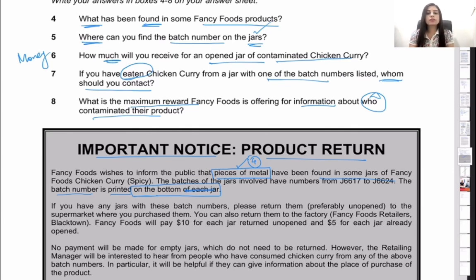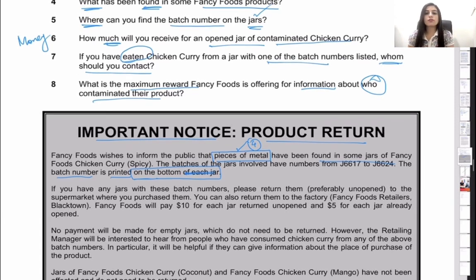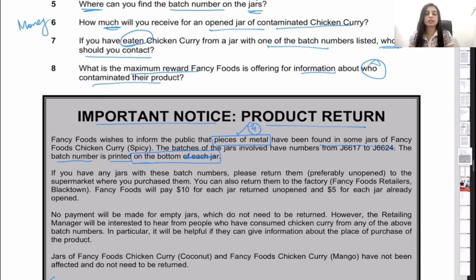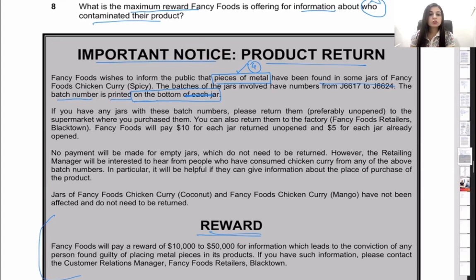How much will you receive for an opened jar of contaminated chicken curry? Now we have to just locate numbers in this passage. Don't read everything. So how much will you receive for an opened jar? Let me just scroll down. So I see $10 here and $5 here.